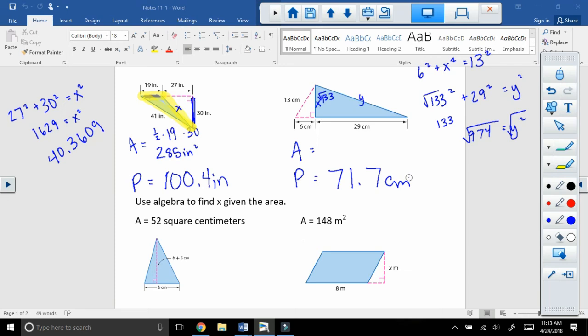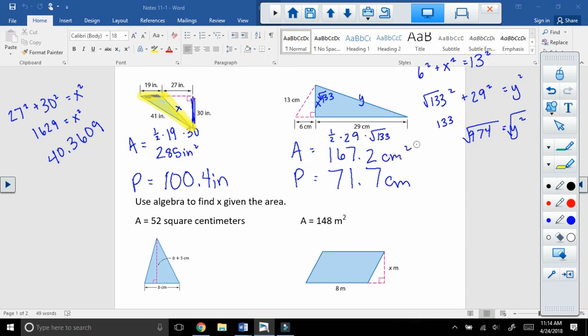Okay? If you didn't get that, I'm going to come around later and help you specifically and find your mistake, because everybody's probably going to have something slightly different. The area is half of 29 times the square root of 133. So that one there you should get 167.2, and that's centimeters squared.